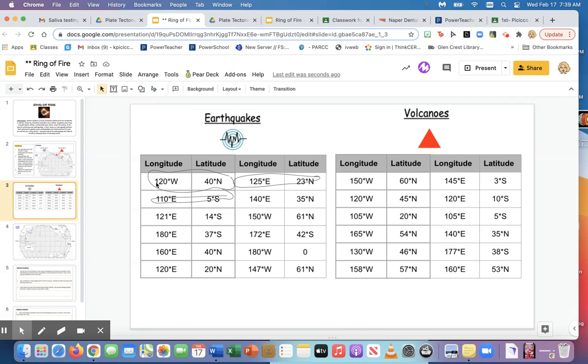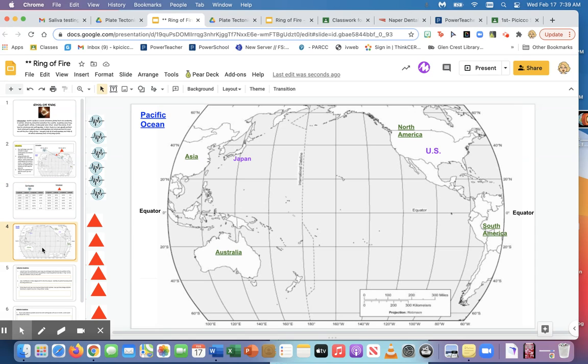So let's practice 120 degrees west. And the key to doing this is using the sides. So I'm going to go ahead and go to my map, 120 degrees west, and I'm going to pull one of these earthquakes out. And I'm going to find, and I always have to look at the bottom first, 120 degrees west. Well, here's 120 degrees east, so I'm going to keep going. And clearly, right here, I see 120 degrees west.